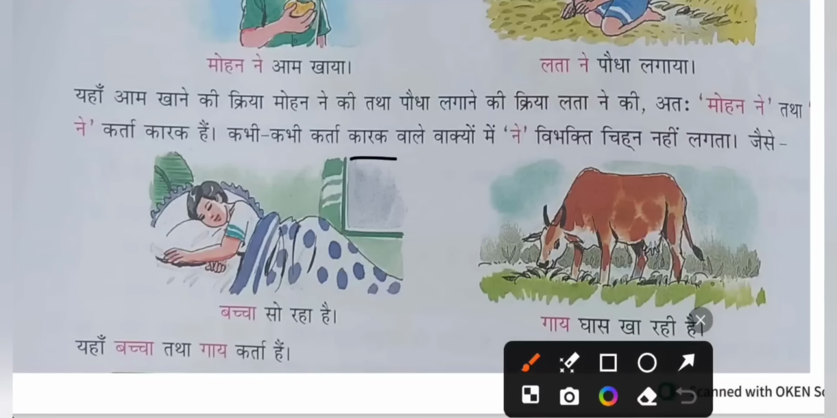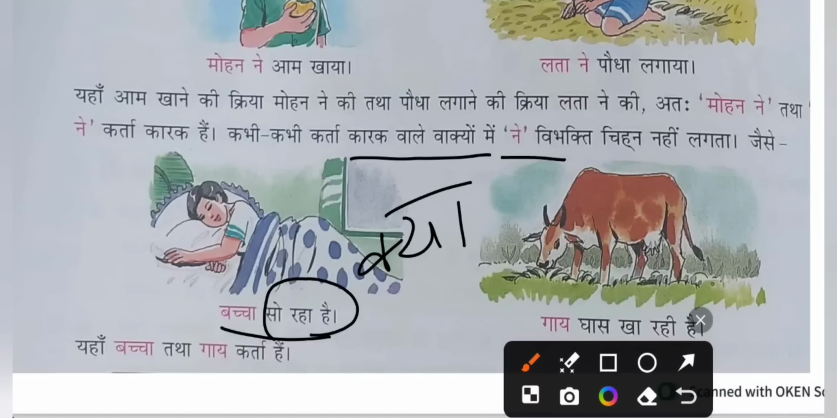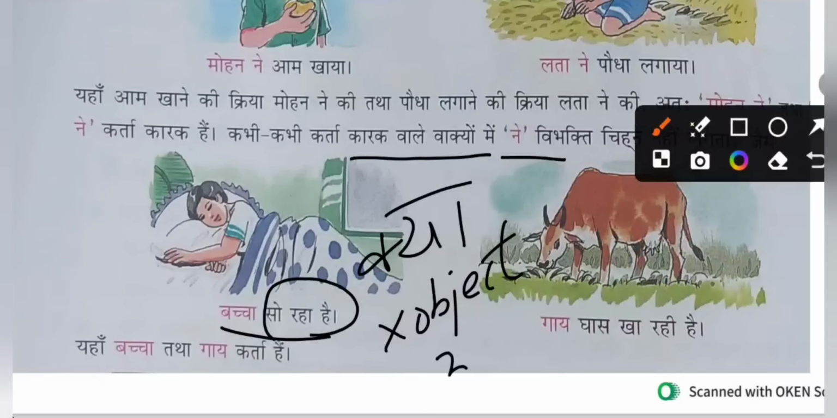कभी कभी कर्ता कारक वाले शब्दों में ने विभक्ति चिन्ह नहीं लगता. In some sentences, though there is a karta, the vibhakti symbol ne is not attached. Let's see a few examples. बच्चा सो रहा है, the kid is sleeping. सो रहा है is the action word here. When I ask the question, क्या सो रहा है? Did I get any object? I didn't get any object. There is no object.